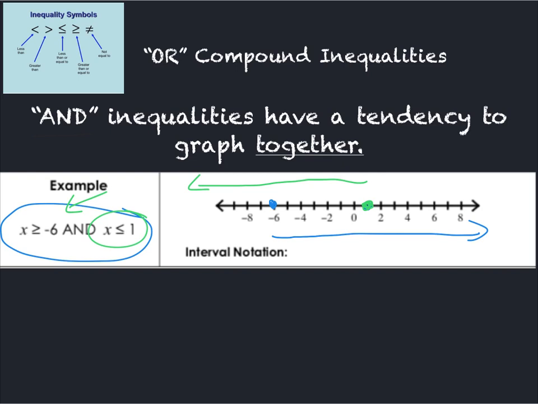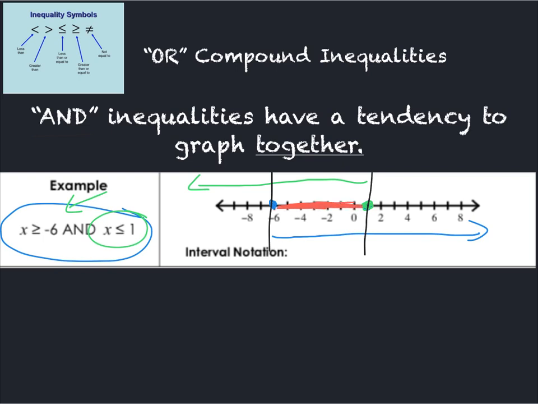But because this is a compound "and" inequality, just like with compound "and" statements, both inequalities have to be true in order for the entire compound inequality to be true. So that means the only possible solutions would be where they overlap. That would be the only area where both of these inequalities are true, and we need that with an "and" inequality. So the solution would be this section right here where they overlap.